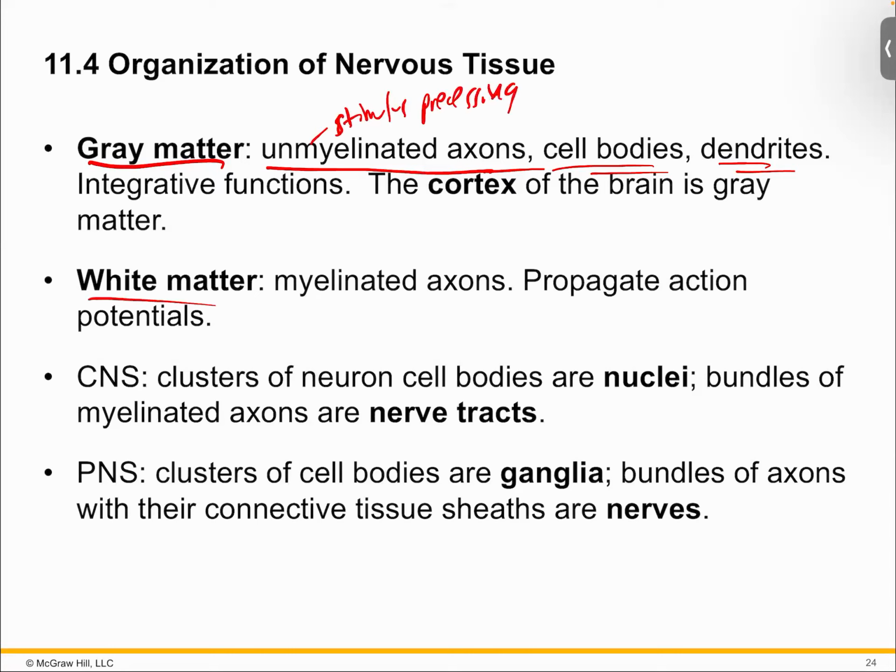So this is basically stimulus processing. White matter, then, is going to be mostly myelinated axons. So you have propagation of a signal going somewhere. This is basically what's causing it to be white.